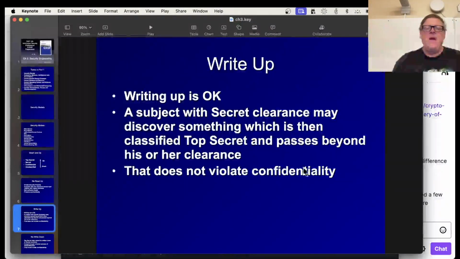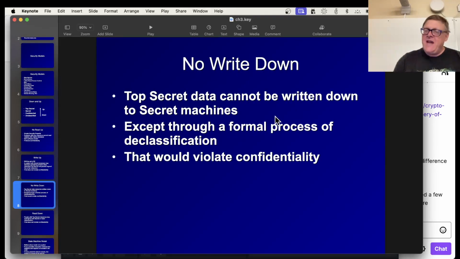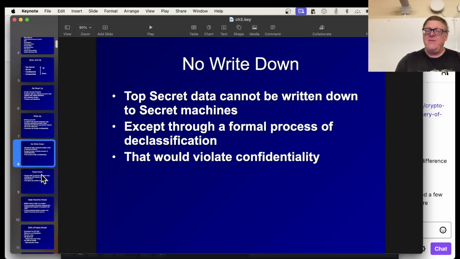The problem is it doesn't stop writing up. And of course, you might need to write up. You might take information that was produced by your low-level staff and then make a document including that information that becomes classified. That's writing up. But what that means is this does not violate confidentiality. Someone with a lower level could discover something which is then classified and passes beyond their clearance. That does not violate confidentiality. However, you cannot write down. You can't take top secret data and write down to secret machines. What you would have to do is go through a formal process of declassifying that data, and then it would no longer be top secret, and then you could put it down. And if you could move it without it being declassified first, that would violate confidentiality.